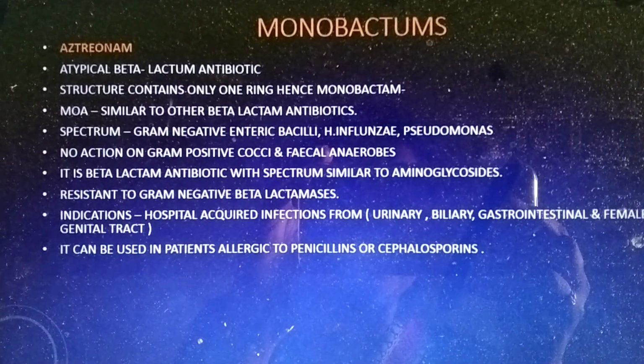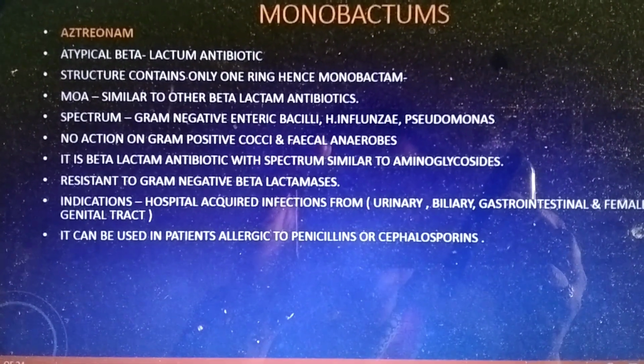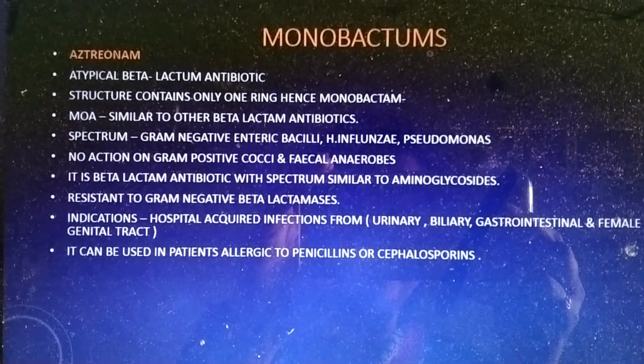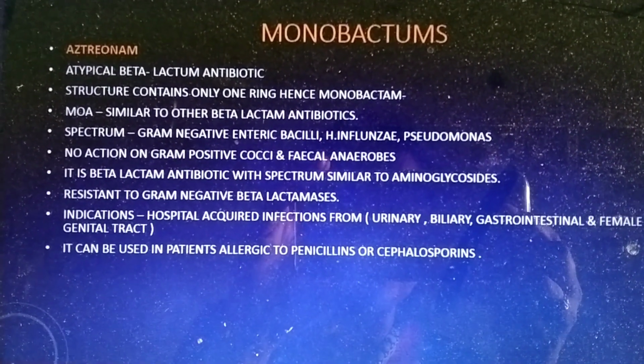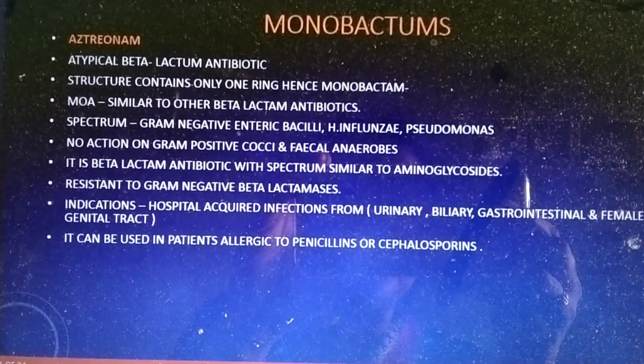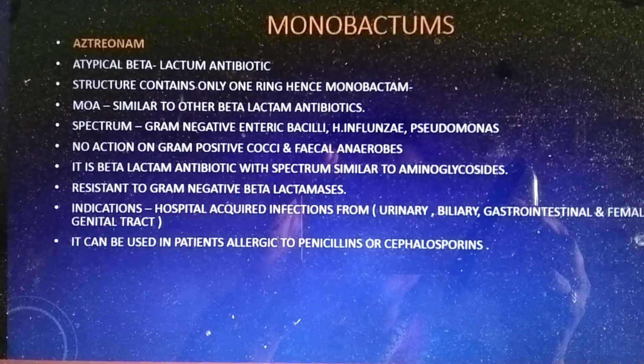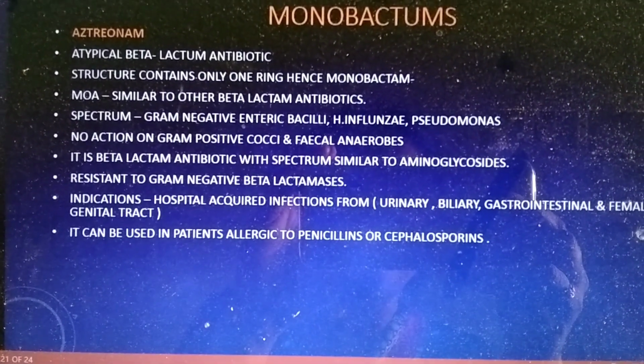Now, aztreonam is a beta-lactam antibiotic with a spectrum similar to the aminoglycosides, because mainly the spectrum contains gram-negative enteric bacilli, Haemophilus influenzae, Pseudomonas, without any action on the gram-positive cocci and the fecal anaerobes. Aztreonam is resistant to gram-negative beta-lactamase.